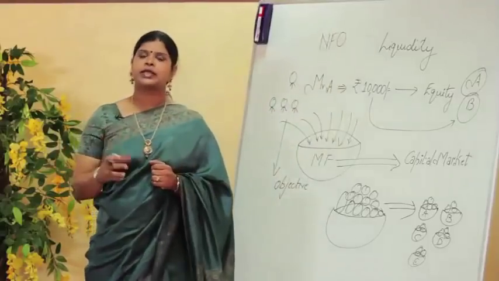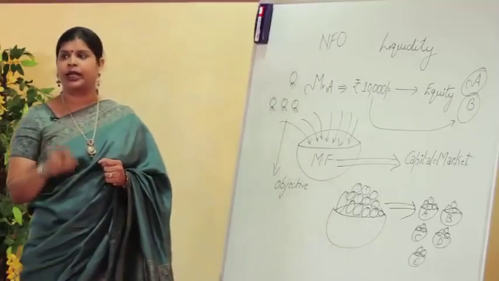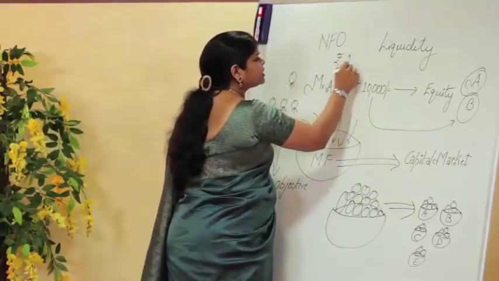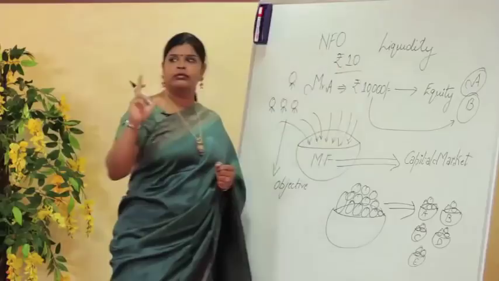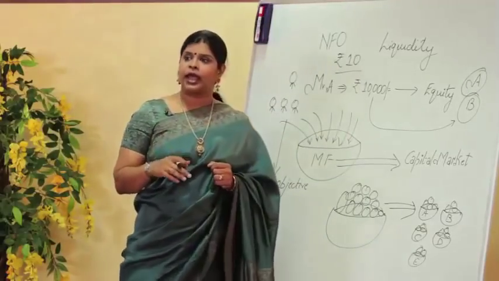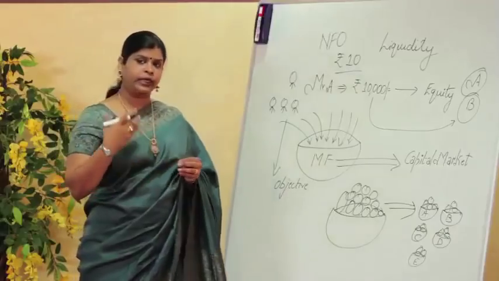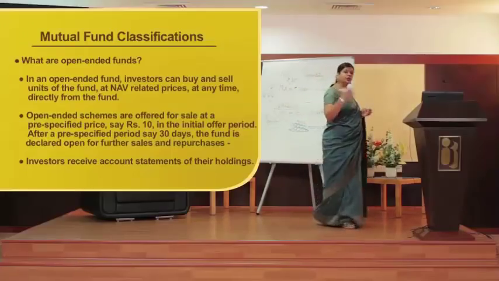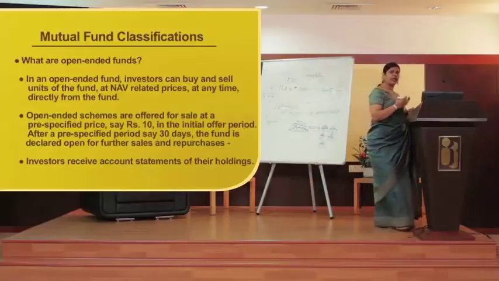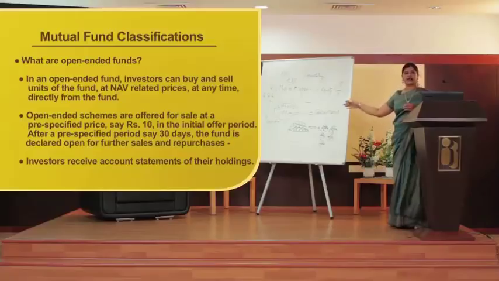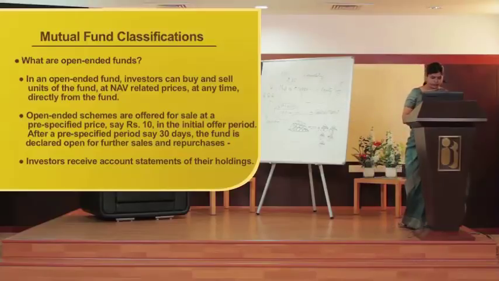So what happens is, I come up with a new fund that will have a face value of rupees 10. So the per unit price for that fund will be rupees 10, and then after 30 days I will declare it to be open, wherein new buyers and new sellers can come into the market and do the trading. So the buying and selling in an existing fund can be done in open-ended funds.